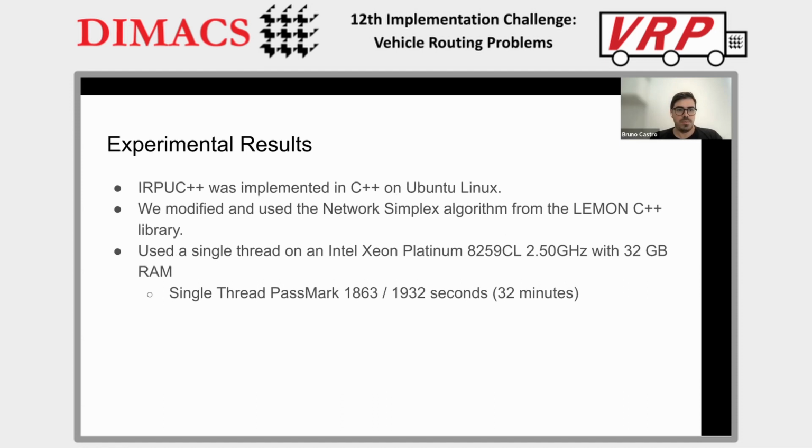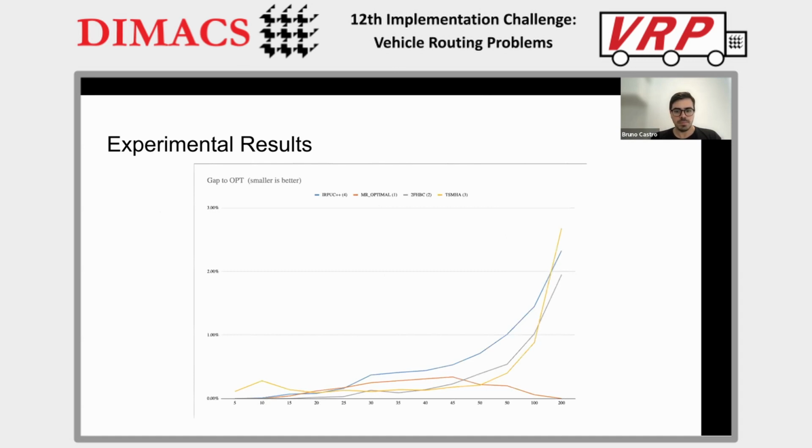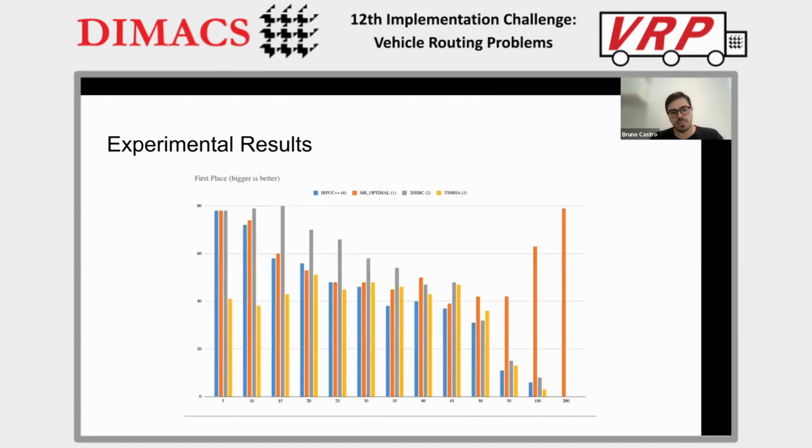We did experimental results. We implemented it in C++, and for the network simplex, we are using the solver Lemon. It's an open library. Our execution was given 32 minutes following the competition rules. And we got 4th place. And yeah, we are close to the 3rd place.